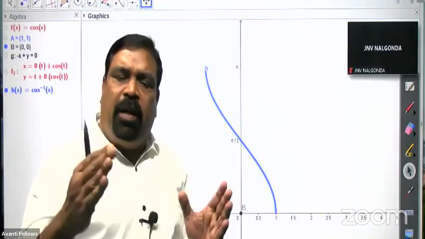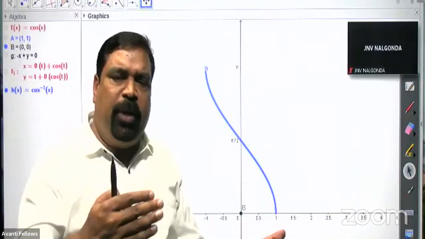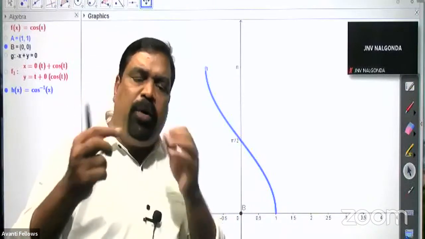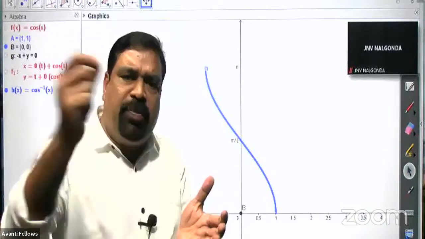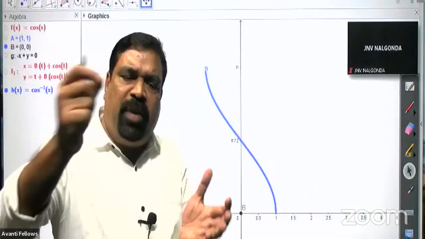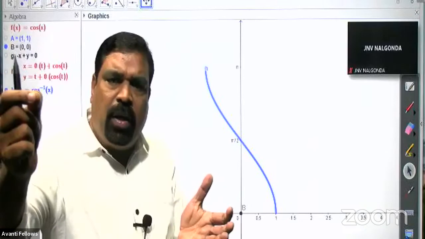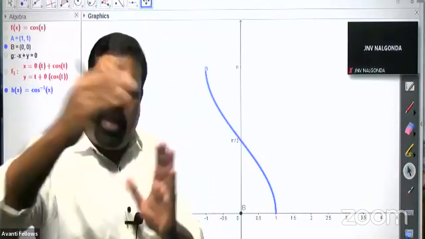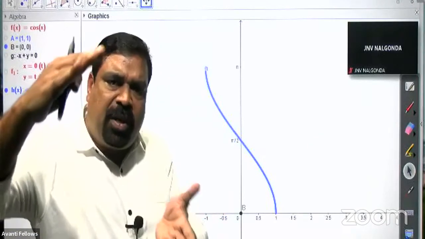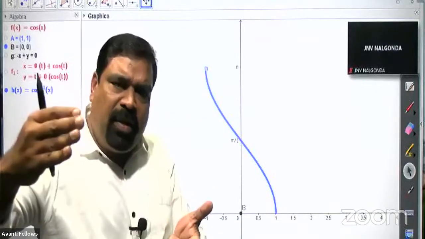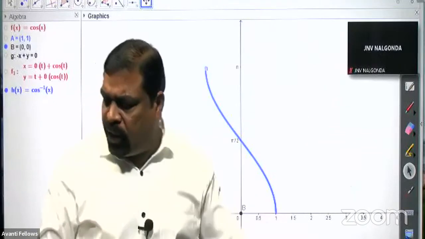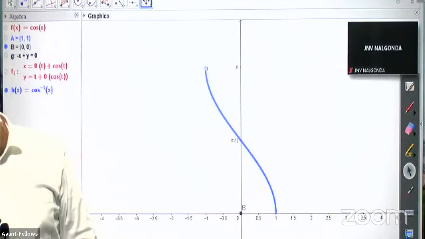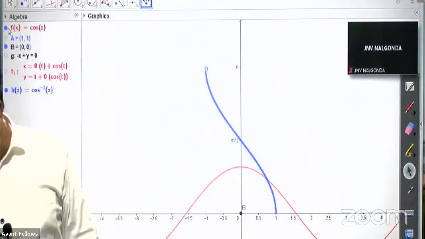But here the interval is different, not minus pi by 2 to plus pi by 2, because we have to get all values of cos x, that means from minus 1 to plus 1. Minimum value is minus 1, maximum value is plus 1. So we should get all the values of cos x, such that we have to restrict the interval. So what is the interval here? That is 0 to pi. The same procedure, I am not going to explain all those things. You know the graph of cos x. This is the graph of cos x actually.